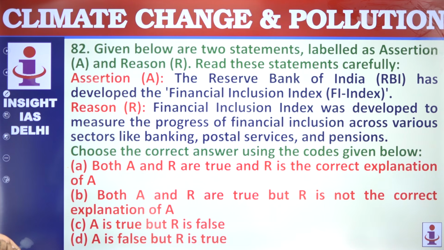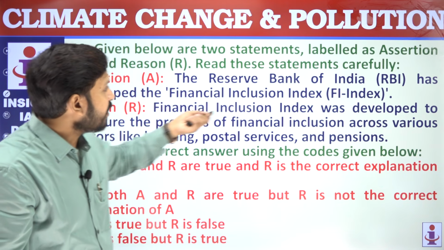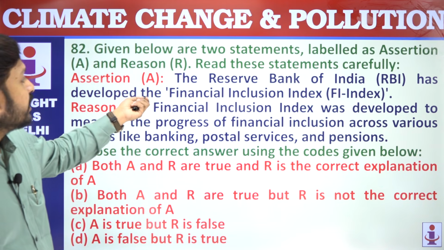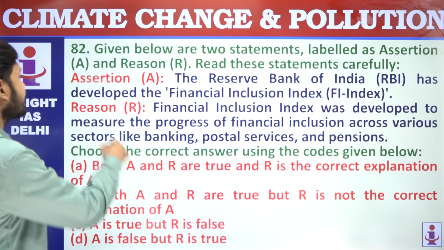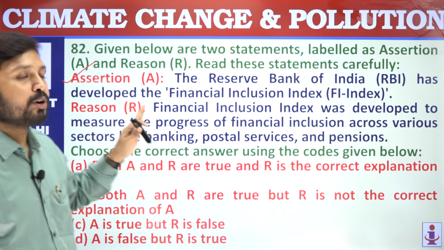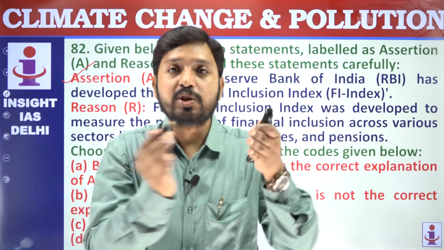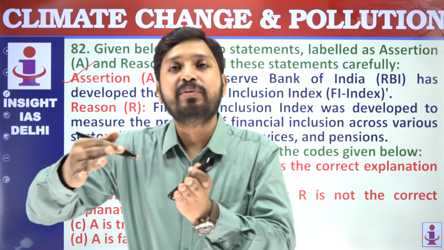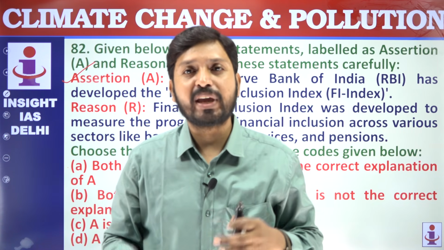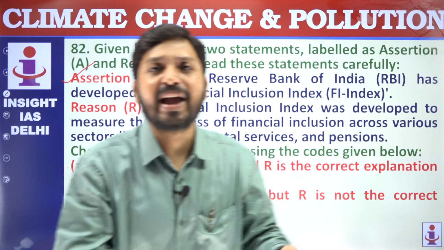Next one. Given below are 2 statements labeled as assertion and reason, read the statements carefully. Assertion: the Reserve Bank of India developed this Financial Inclusion Index. Yes, the Financial Inclusion Index was developed by RBI, and it has values from 0 to 100. Okay, 0 means no financial inclusion, 100 means complete financial inclusion. Okay, especially they have seen it in certain sectors like banking, all these things.